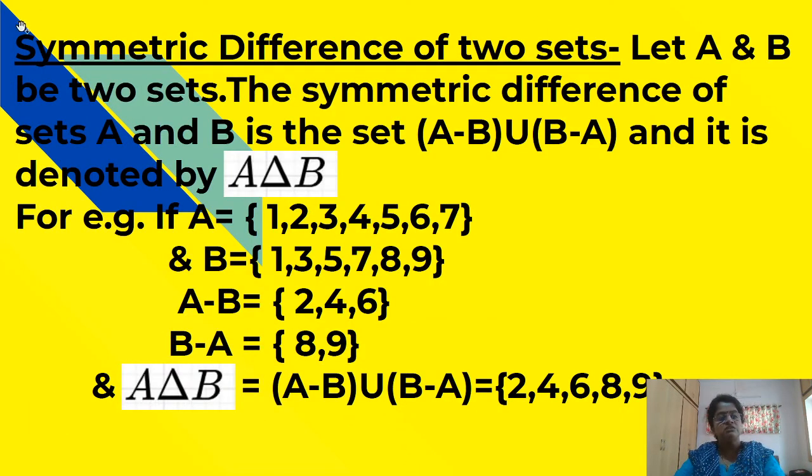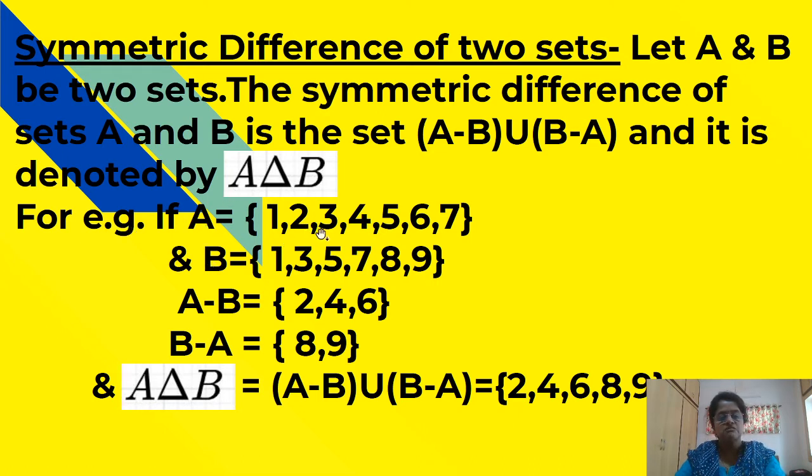Now we will see what is the definition of symmetric difference of two sets. Let A and B be two sets. The symmetric difference of sets A and B is the set A minus B union B minus A, and it is denoted by A triangle B. Now we will see one example for A triangle B.